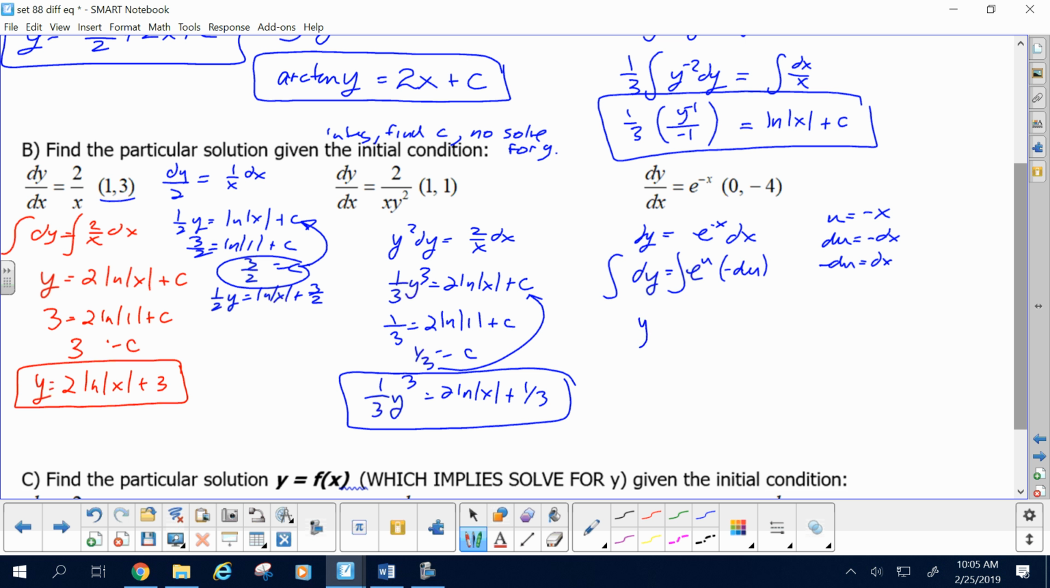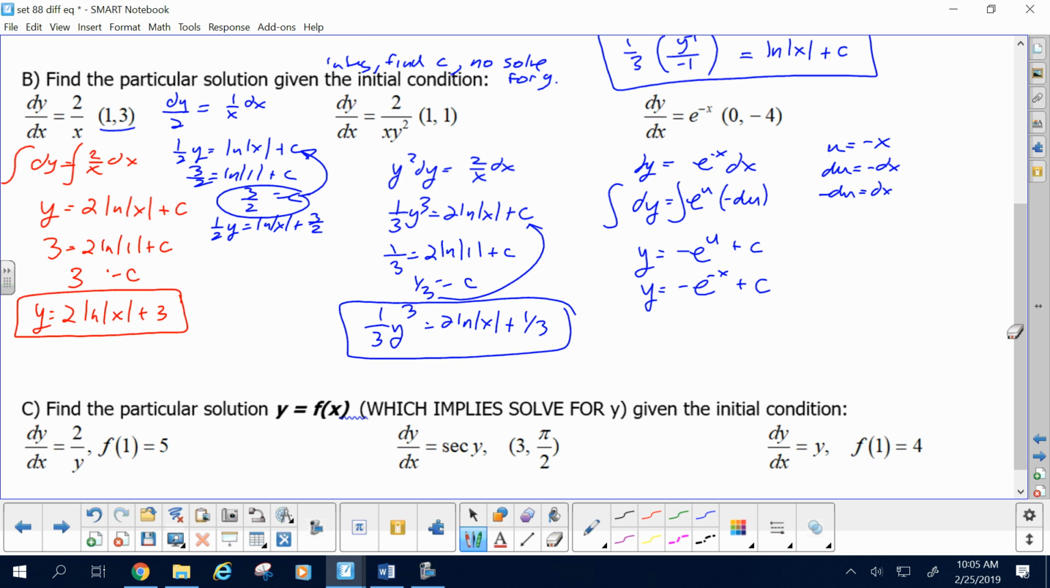So y is negative e to the u plus c, or y equals negative e to the negative x plus c, and I sub back. So u sub is still a possibility in here. Then use the initial condition, negative 4 equals negative e to the 0 plus c.